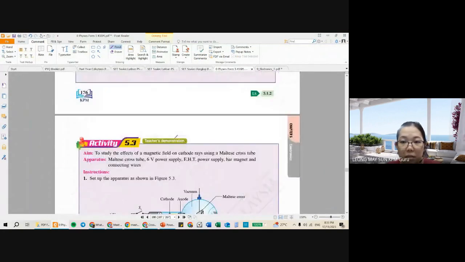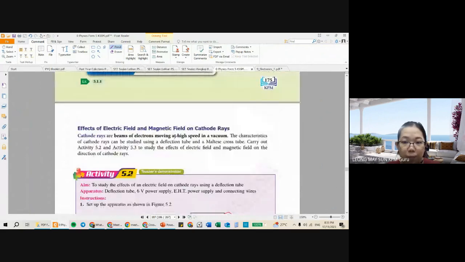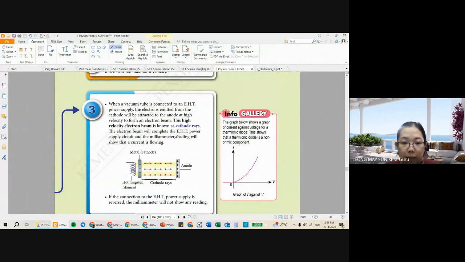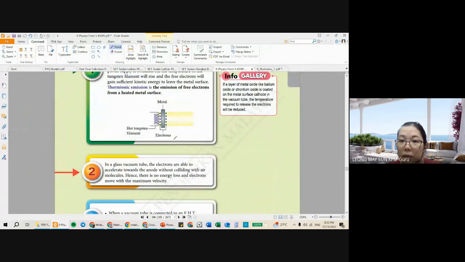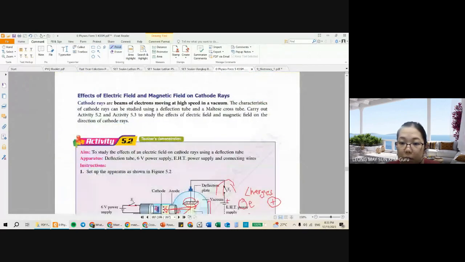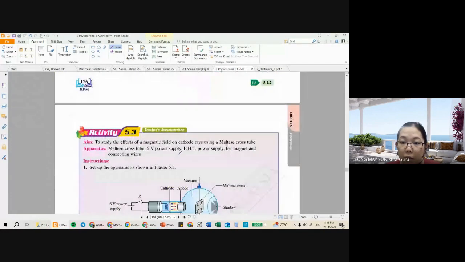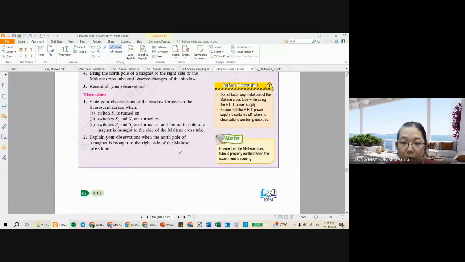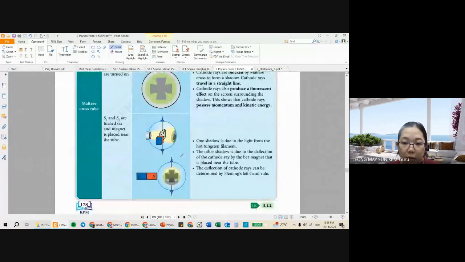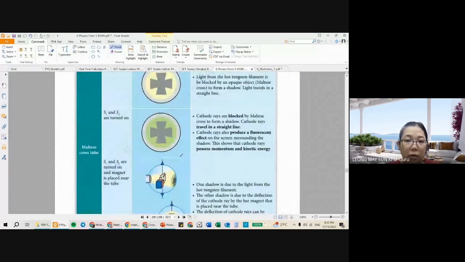I remember it's somewhere here. This one. Let me just find where it is on the screen. When I see it, I'll let you guys know.